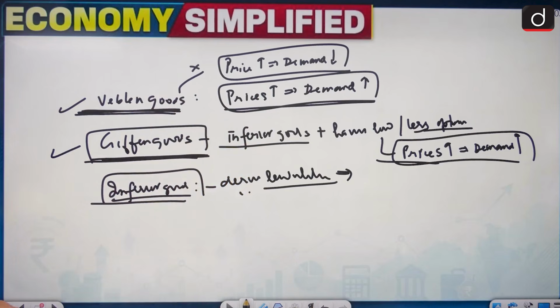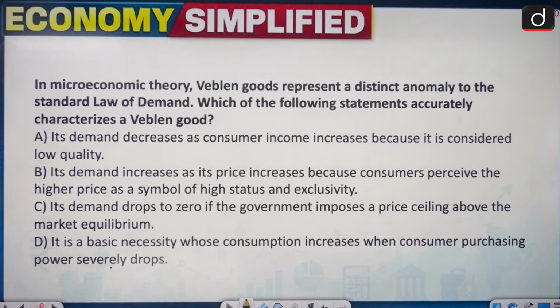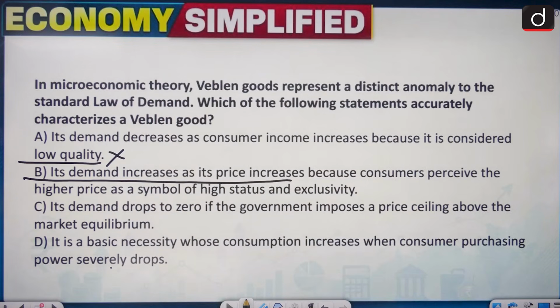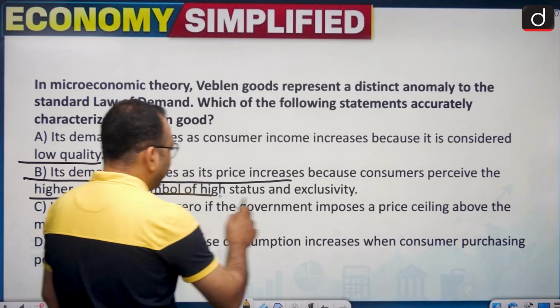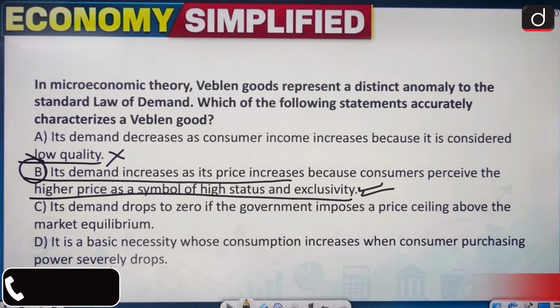Let's have a look at some questions. We have a question here coming up. In microeconomic theory, Veblen goods represent a distinct anomaly to the standard law of demand. Which of the following statements accurately characterizes a Veblen good? You see, what is a Veblen good? Veblen goods are of high quality, not low quality, right? Its demand increases as its price increases because people perceive higher prices as a symbol of high status and exclusivity.